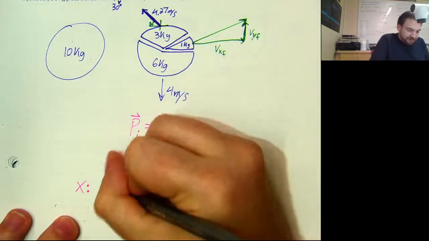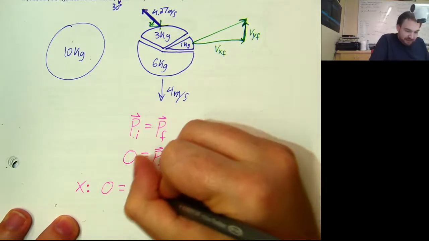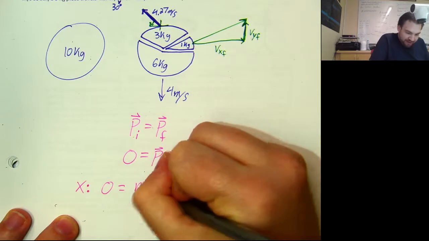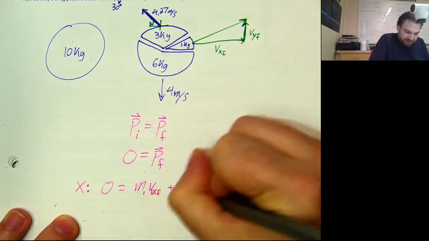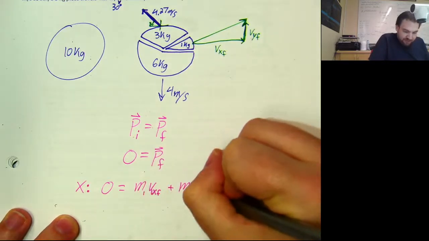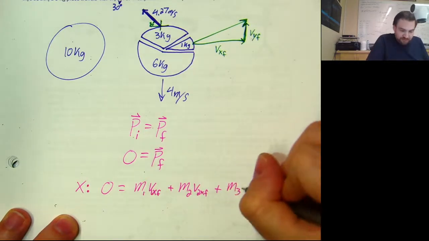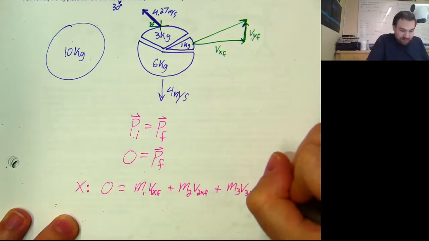Horizontally, we're going to have 0 equals m1 v1x final plus m2 v2x final plus m3 v3x final.